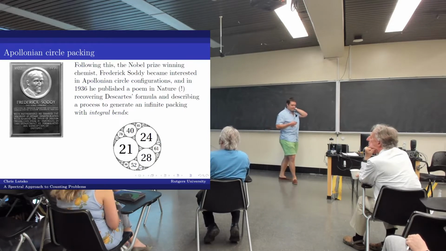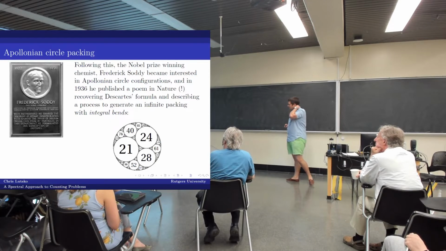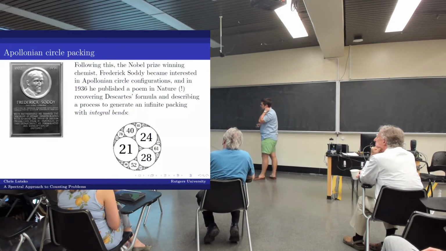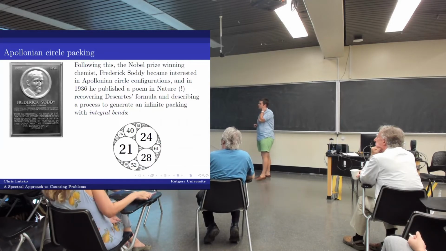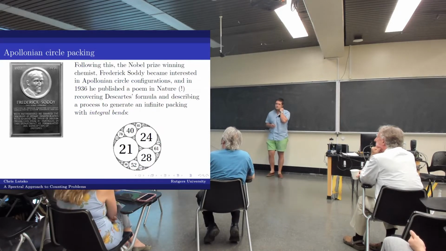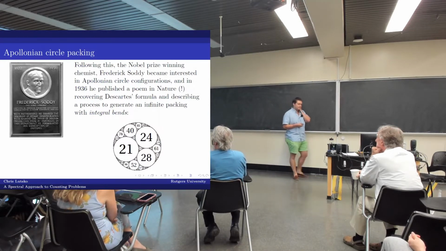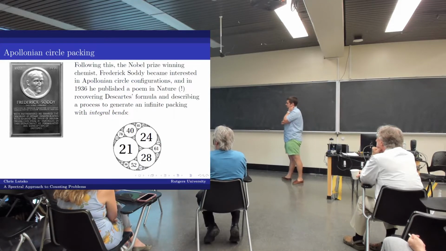And he has this poem where he rederives Descartes' formula. And he also shows that there exists an infinite pattern where all of the radii are integers. So now the number theorists get involved, because now you have a quadratic form and you have integer solutions of a quadratic form. So that's quite nice.